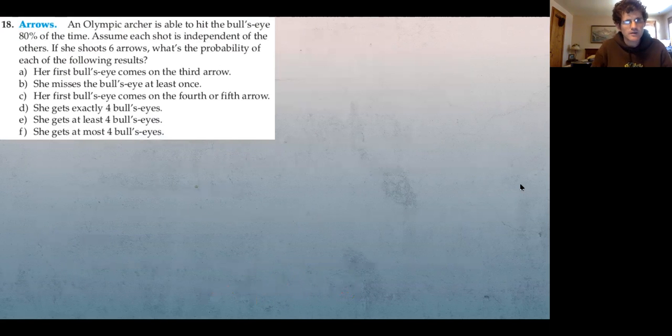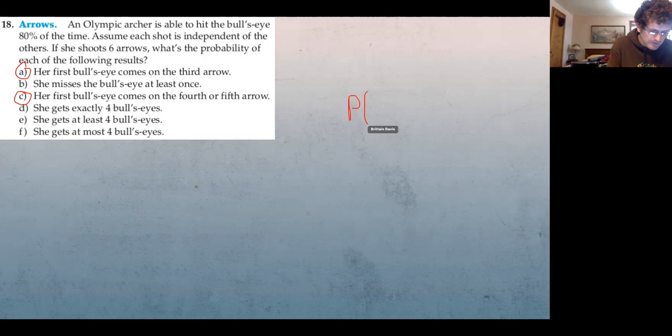So now we can answer all these questions. We actually already answered a couple of these, so let's look at these two. This Olympic archer is shooting 6 arrows. 80% of the time she gets a bullseye, so we're good with this. What's the probability that her first bullseye comes on the 3rd arrow? So you can just write the answer on the screen. I'll just put probability of this event happening. And then I'm going to ask you to explain how you found it.